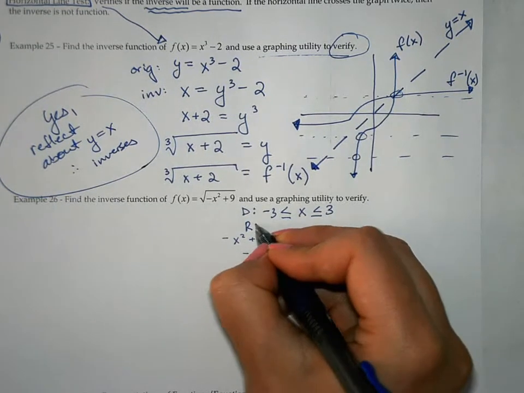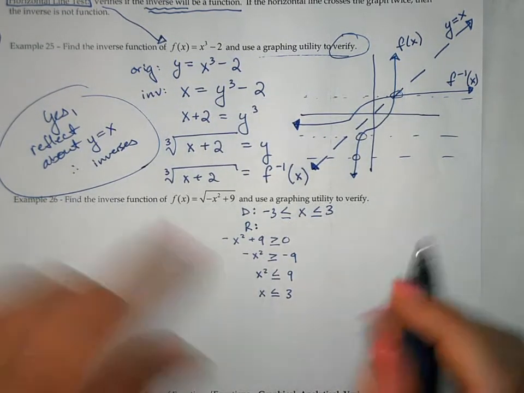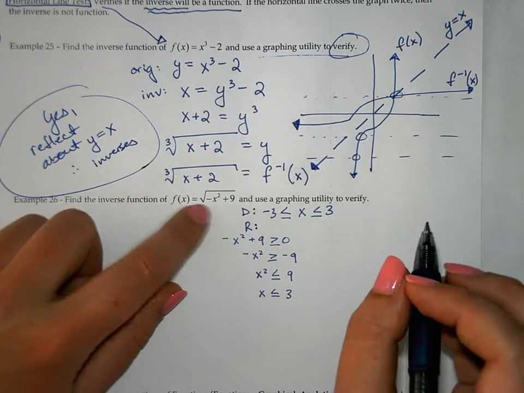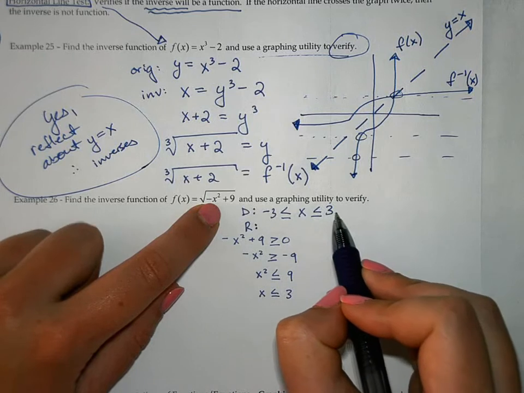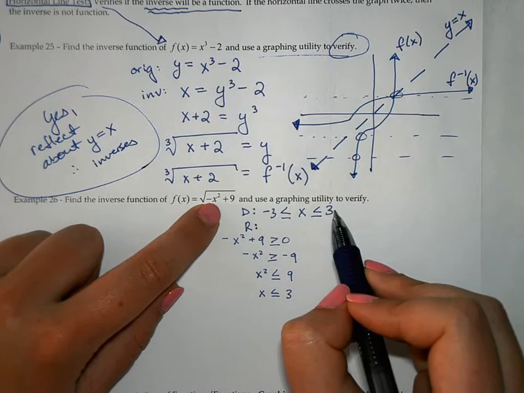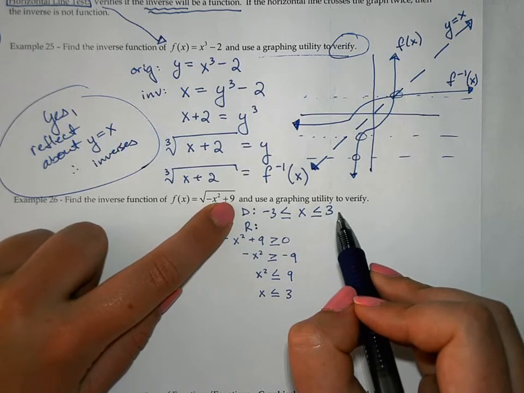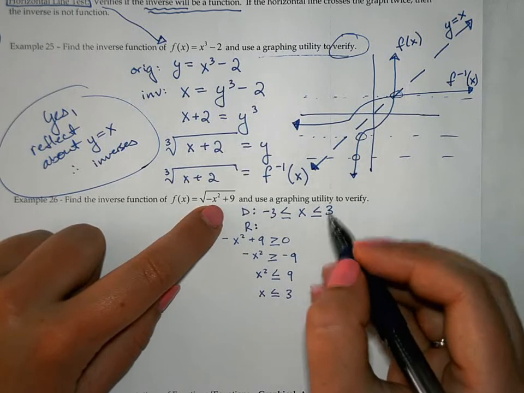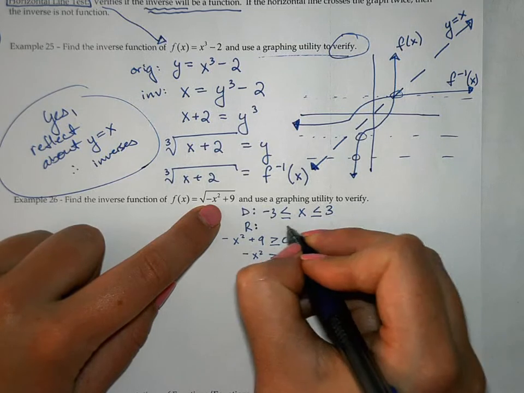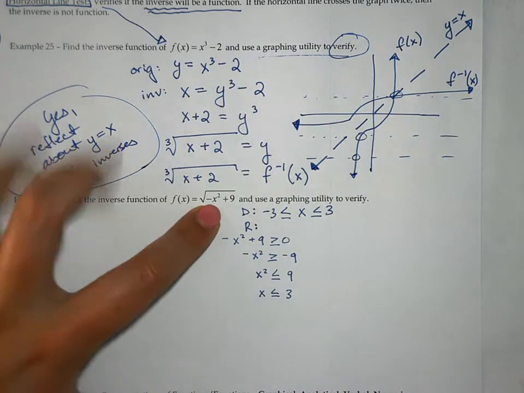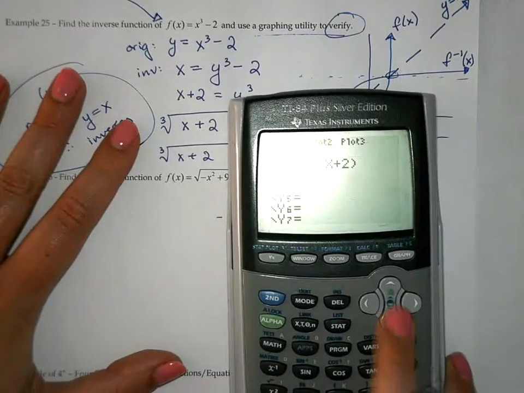My range, what are the possible things that could come out of this? This is going to have to do with, let's see, what if we put in a positive 3? That would be 9, negative 9 plus 9, 0. If I put in negative 3, same thing, 0. Am I going to get any more than that? Well, for this one here, let's look at a graph to help us.